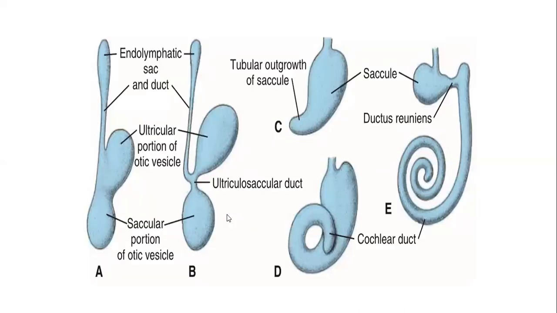During later development, each vesicle divides into a ventral and a dorsal portion. The ventral component gives rise to the saccule and the cochlear duct, while the dorsal portion forms the utricle, the semicircular canals, and the endolymphatic duct. Together, these epithelial structures form the membranous labyrinth.